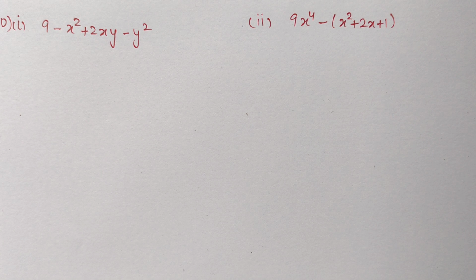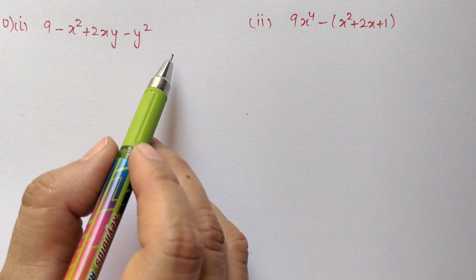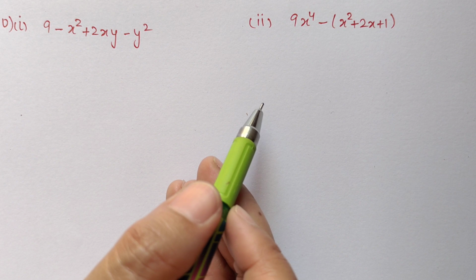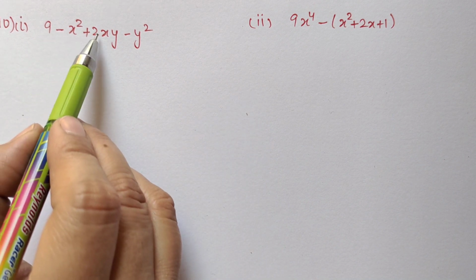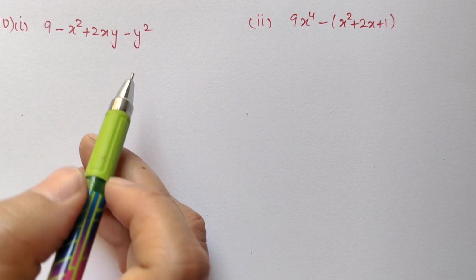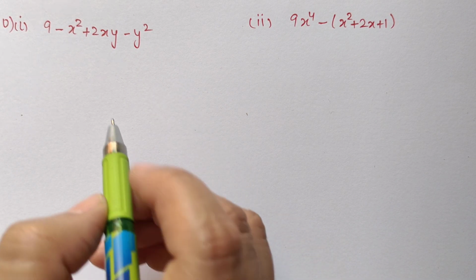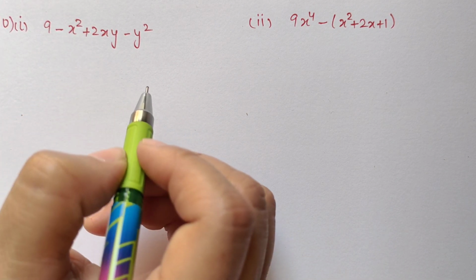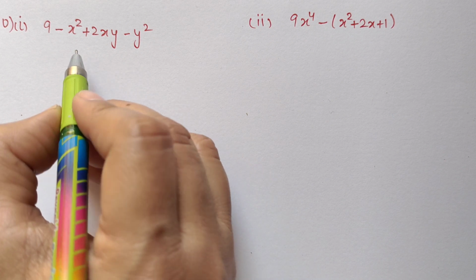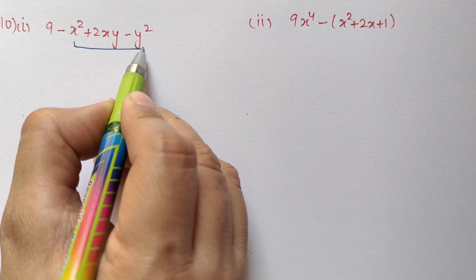Next we have 10th question, first part: 9x² + 2xy − y². So here if we group these terms, first two and last two, then we will not get the similar bracket. If we group first and third, second and last, then also our problem will not be solved. This is a little bit different pattern. In such type of pattern we have to take 3 terms together. So here these 3 we can take together.